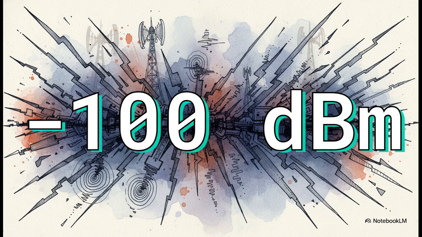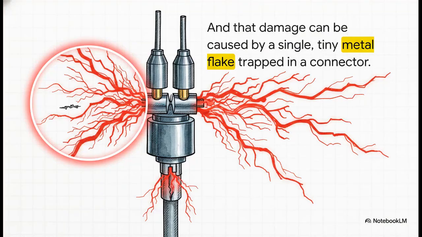So just how much damage are we talking about here? Well, get this. Even incredibly small PIM levels can be totally catastrophic. A signal of just -100 dBm, I mean that's a tiny fraction of a watt, is more than enough to completely cripple an entire cell sector. We're talking tanked data rates and dropped calls. And here's the part that is just so frustrating for any technician. A PIM source that's strong enough to cause that much damage can be completely microscopic. Seriously. We're talking about a single metal shaving, left over from manufacturing, sitting deep down inside a connector.